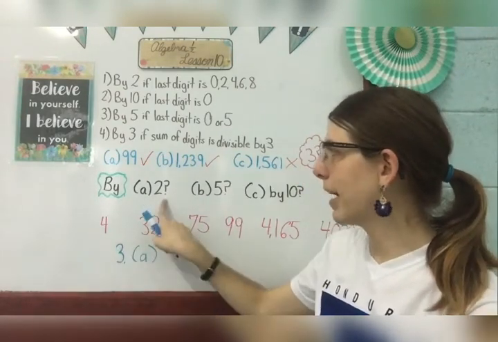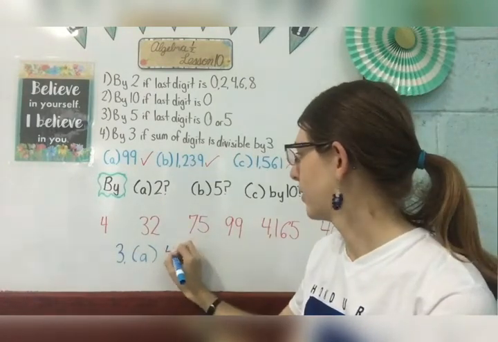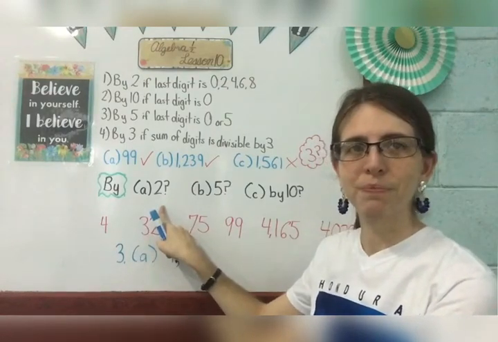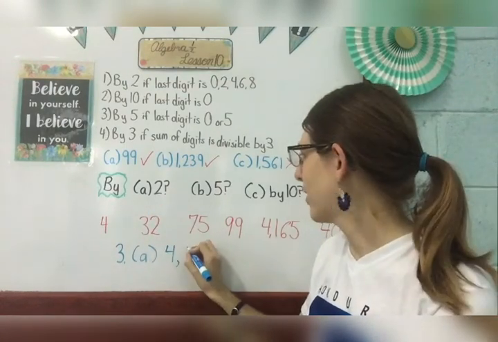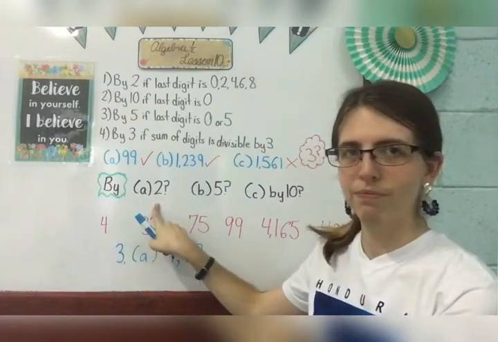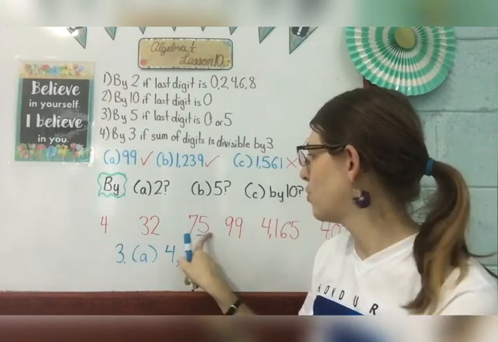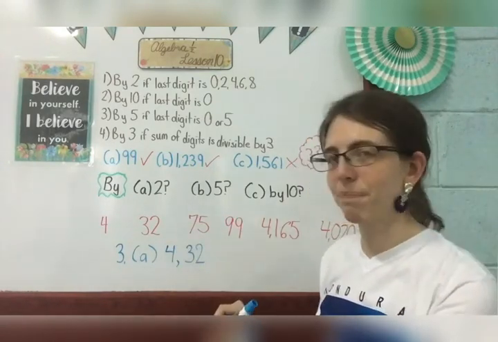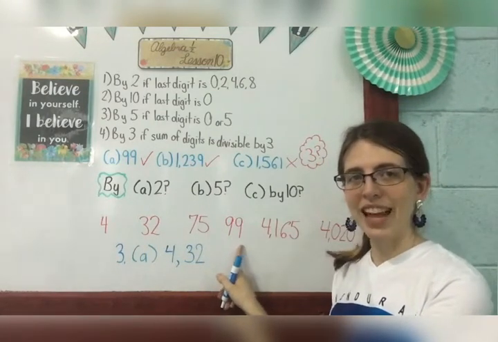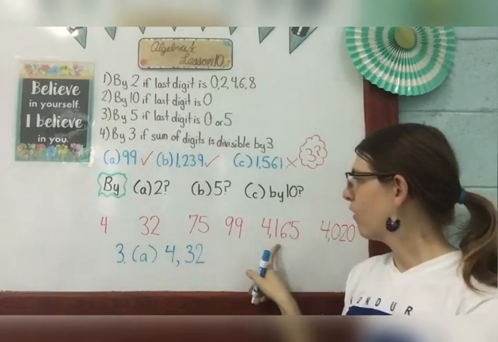So let's do this. Is 4 divisible by 2? It's an even number, so yes. So I'll write 4. 32, is that divisible by 2? Again, it's an even number, so yes. Is 75 divisible by 2? Well, its last digit is 5, not an even number, so nope, it's not, so I'm not going to write it. How about 99? Its last digit is 9, again, not an even number, so nope, won't write it.